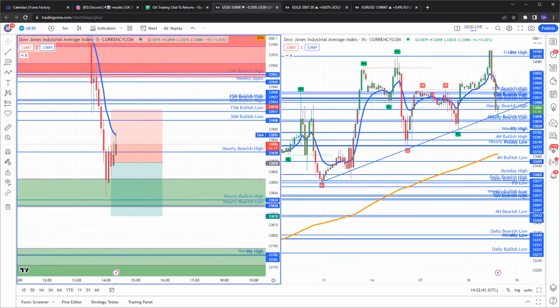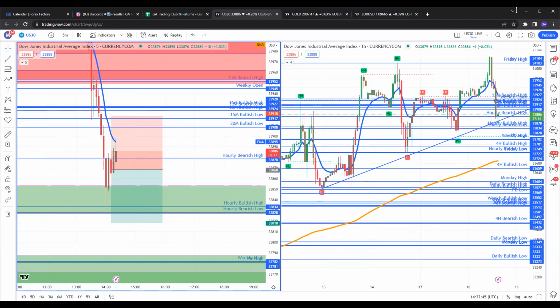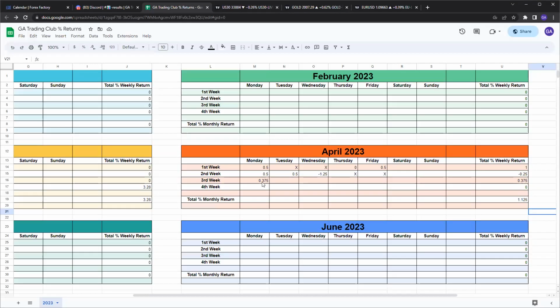And then we'll be back tomorrow. And then I did update the results from yesterday. So yesterday, initially, we did take that minus 0.125 loss, but then we had the US 30 trade, and the US 30 trade, I had marked it as a 0.5% risk. So yesterday, we went back into profit and ended the day with 0.375.